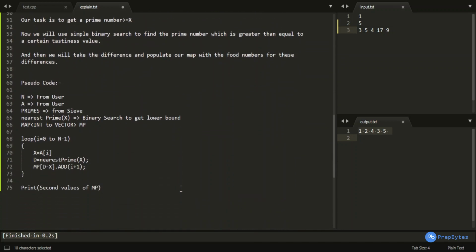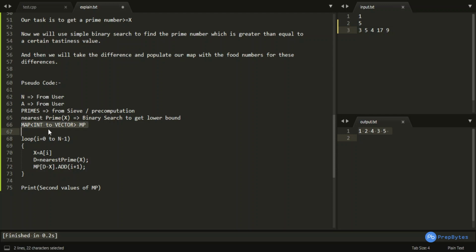Now the pseudocode for this particular problem would be: n is from the user, array a is from the user, which is the tastiness values. Primes is the array containing all the prime numbers till a certain value, which we are getting from the sieve function or from pre-computation. Now for each and every test case t, I am calculating the nearest prime of x, right? Basically the nearest prime function is a binary search to get the lower bound, the number which is greater than or equal to a certain number x, nothing else.